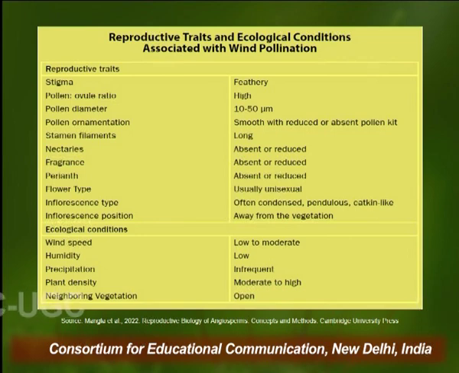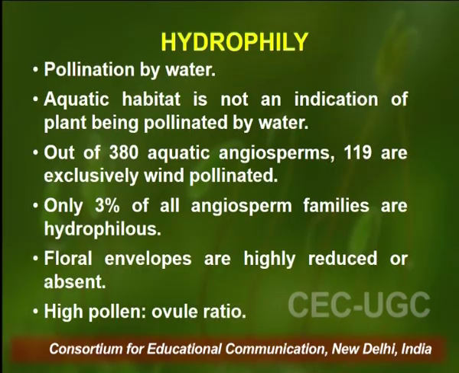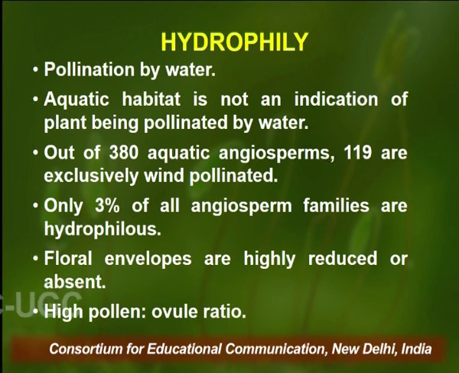Another type of pollination which is abiotic in nature is hydrophily, which is also called as the pollination by water. Now, pollination by water does not mean that whichever plants which are growing in aquatic habitats, they are pollinated by water. Aquatic habitat itself is not an indication of plant being pollinated by water. Out of 380 aquatic angiosperms, 119 are exclusively wind pollinated. Only 3% of all angiosperm families are pollinated by water or are hydrophilous.